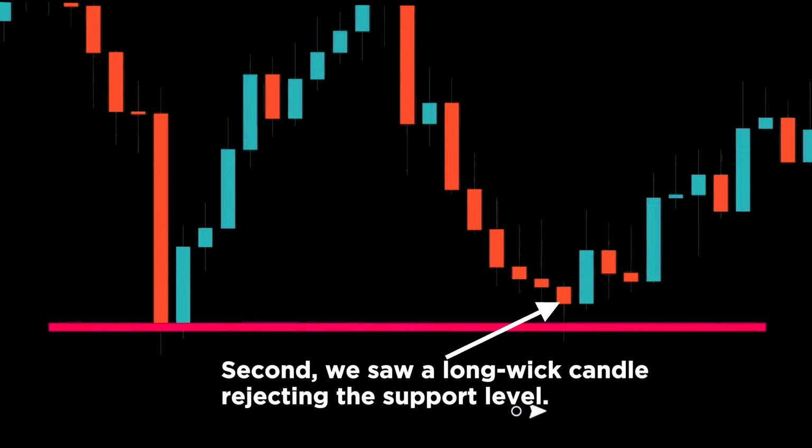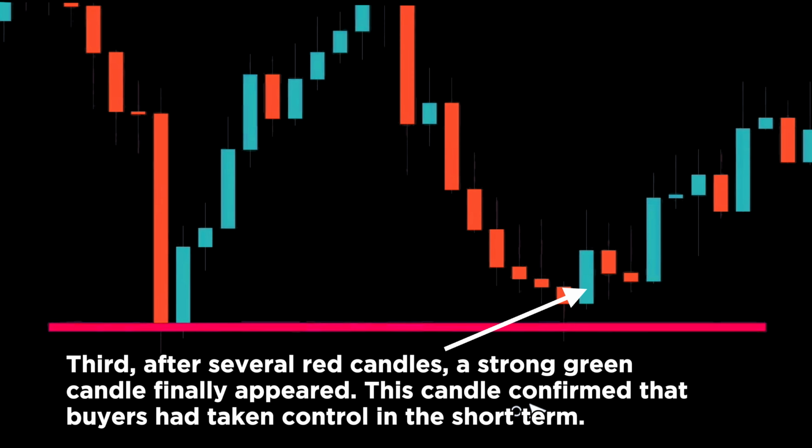Second, we saw a long wick candle rejecting the support level. Third, after several red candles, a strong green candle finally appeared. This candle confirmed that buyers had taken control in the short term.